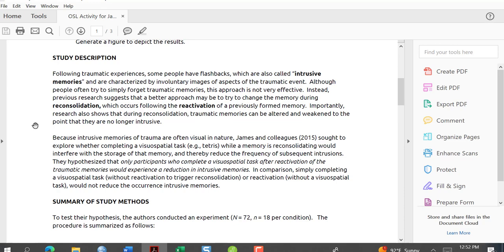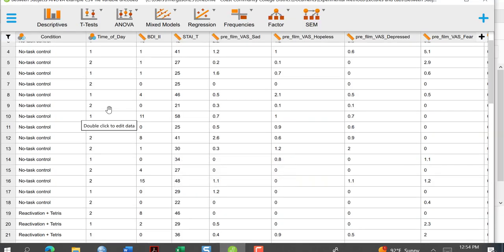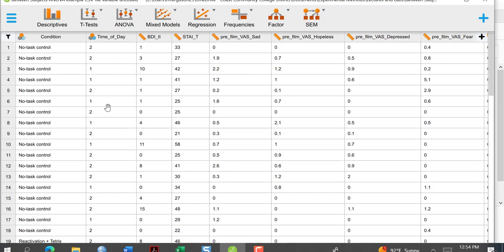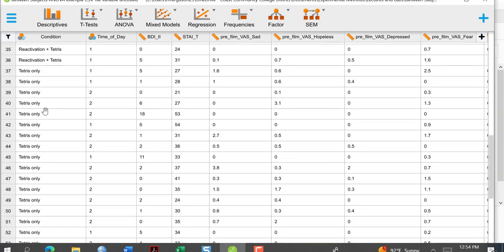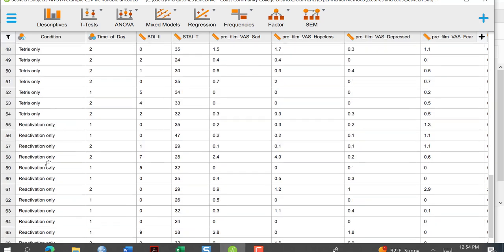In comparison, simply completing a visual spatial task without reactivation, or reactivation without a visual spatial task, would not reduce the intrusive memories. So if we go back to the data set in JASP that I've opened up already, we can see here we have 4 conditions. We have a no task control, we have the reactivation plus Tetris group, we have the Tetris only group, and we have the reactivation only group.